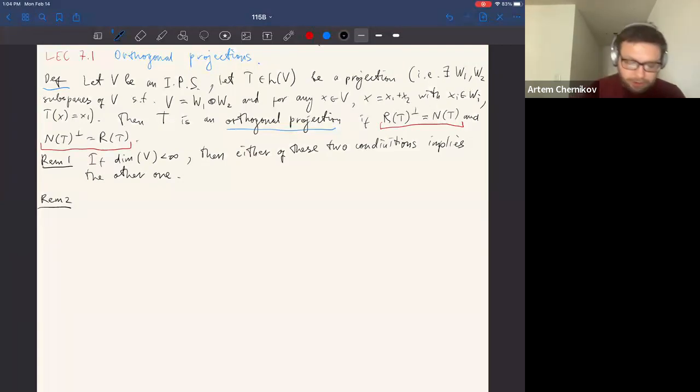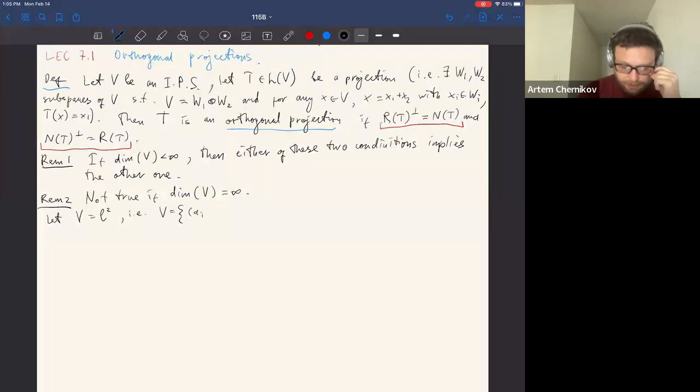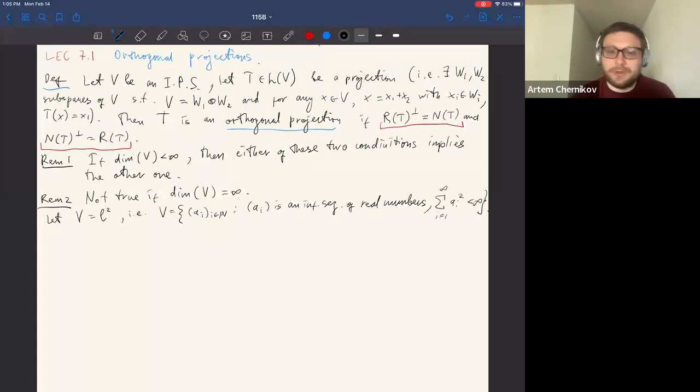But we started discussing an example which shows that this is not true if the dimension of our inner product space is infinite. Okay, and the example for this was the following. We define the inner product space V to be little L2. This consists of vectors which are given by infinite sequences a_i, i in N, of real numbers, which are square summable, such that the sum over a_i squared, i from 1 to infinity, is finite. So it converges, okay? The sum of squares in the sequence converges. So our vectors are all such sequences of real numbers.